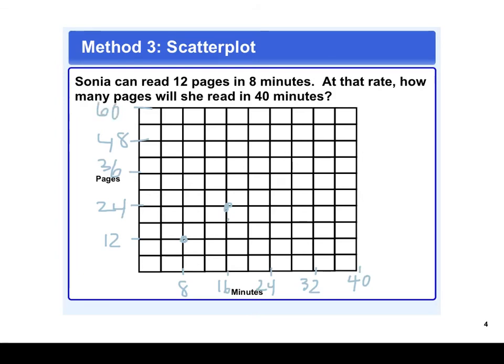So if I match those up at 24 minutes, I'm going to be able to read 3 times as much as I was able to read here at 8 minutes. So 12 times 3 is going to be 36. Then at 32, I'll give another color just to make this stand out a little bit. At 32, I'll be able to read 48 pages because 32 is 4 times 8. 48 was 4 times 12, and at 40 minutes I should be able to read 60 pages if I go at that same speed, because 8 times 5 was 40, so I'm going to do 12 times 5, and that's what brings me up to 60.